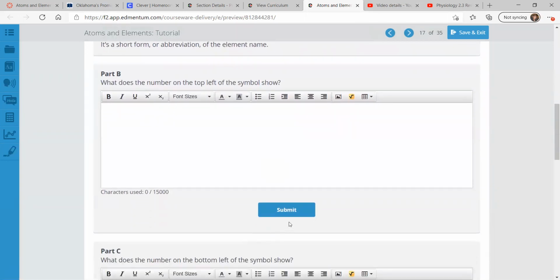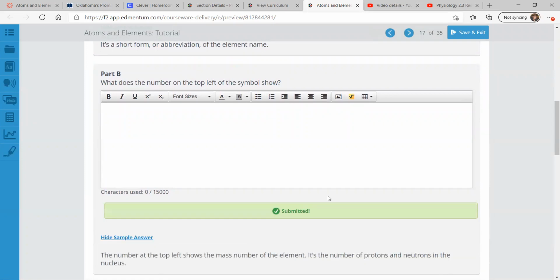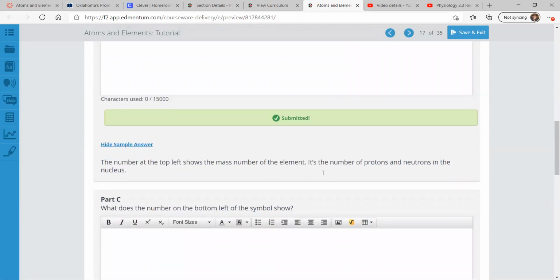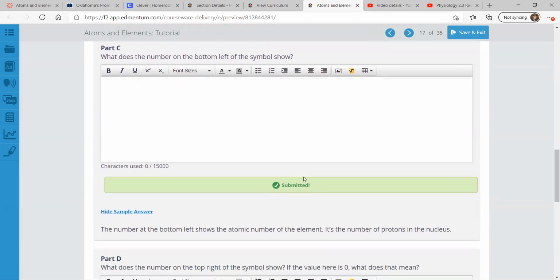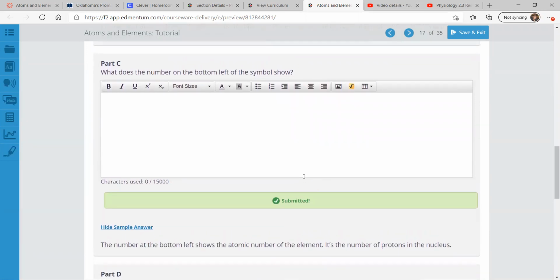What does the number on the top left of the symbol show? Well, that's the mass number. That's the number of protons and neutrons in the nucleus. What does the number on the bottom left symbol show? The bottom left number is the atomic number. That's the number of protons in the nucleus.